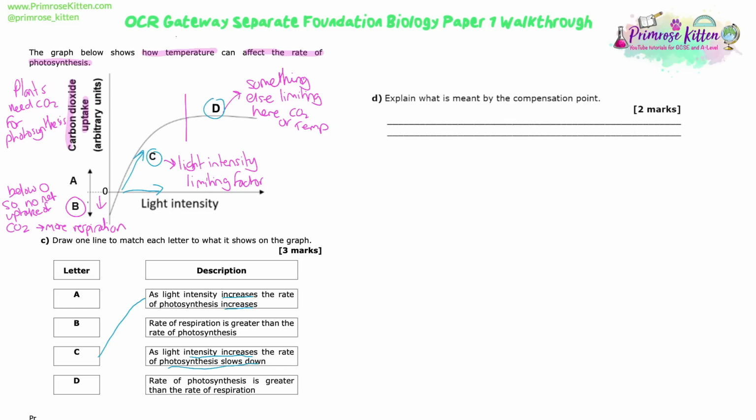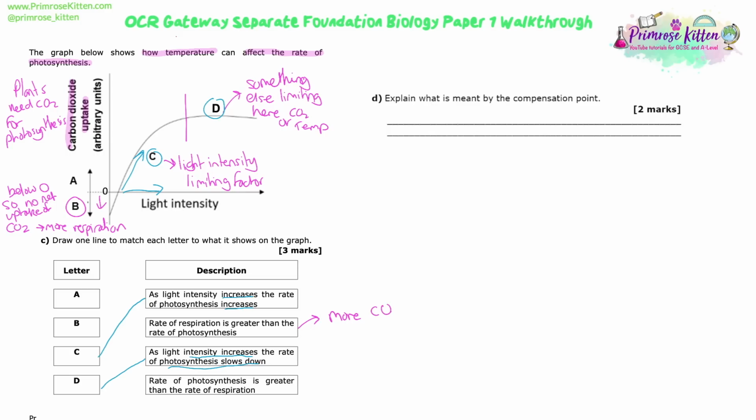As light intensity increases, the rate of photosynthesis slows down makes the most sense for D, because we said it slows down. We're not still going up and up and up with that line like we are at C. It's kind of curved and flatlined and slowed down, even though the light intensity is still increasing. So that makes sense. So now we've got two of the other boxes left.